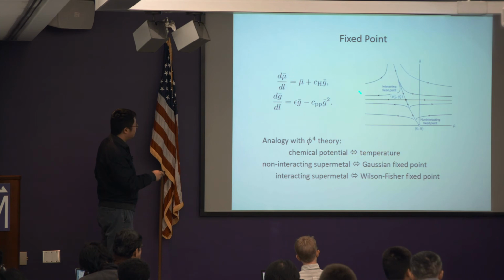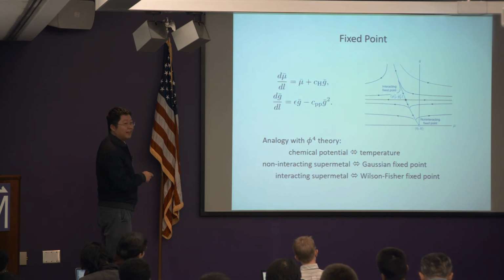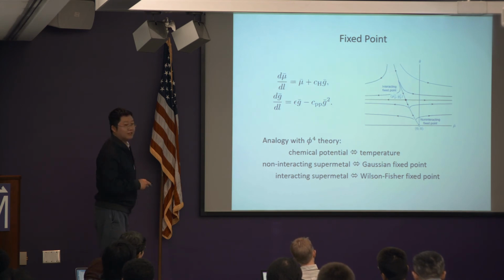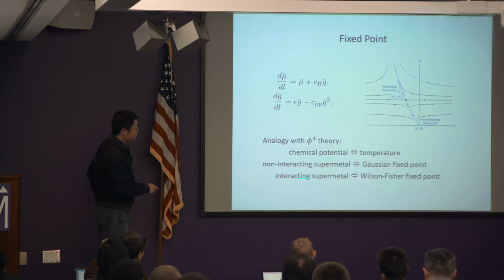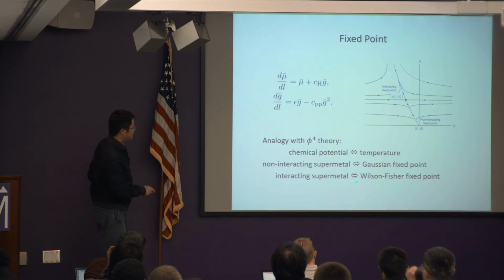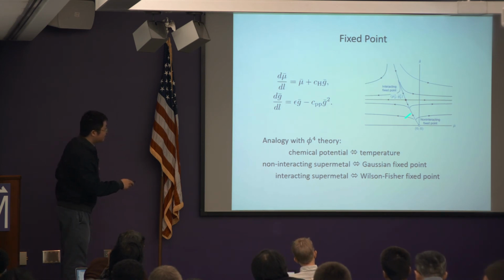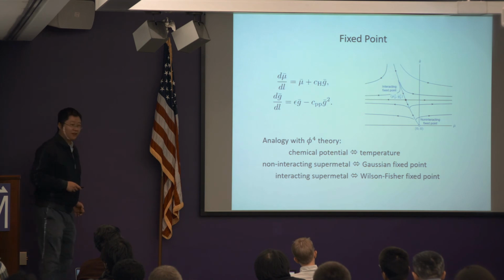The flow of the interaction, at the tree level, has an epsilon times G term, but at the quadratic level, there's a G squared term with a negative coefficient. So this leads to a new fixed point, which is at finite interaction strength, and also the critical chemical potential is shifted from the non-interacting case. So it's in full analogy with the phi-4 theory. The chemical potential plays the role of temperature. The non-interacting supermetal corresponds to the Gaussian fixed point when the interaction strength is 0. And this new fixed point is the analog of the Wilson-Fisher fixed point.